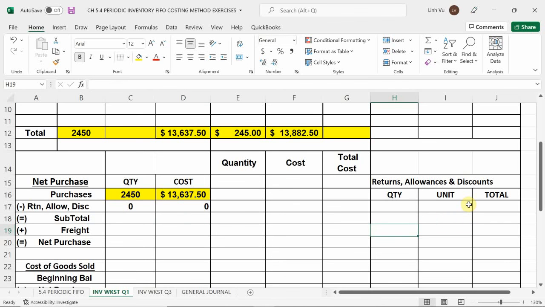We will see an example where I will introduce you to purchase returns and allowance, and that will be next week when we do the Chapter 5 review. Okay? So that's that right here.